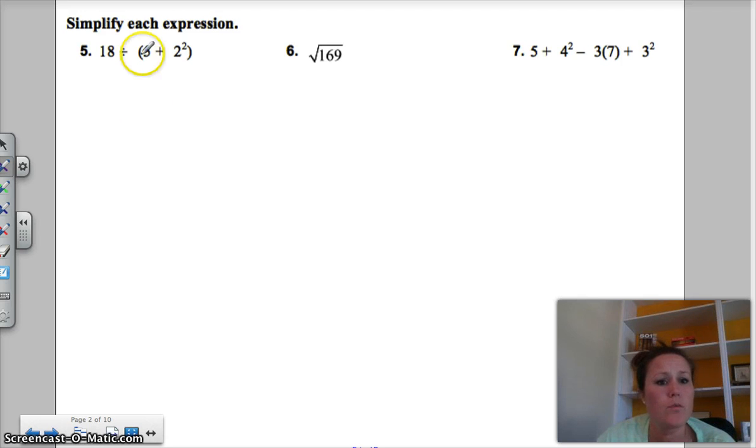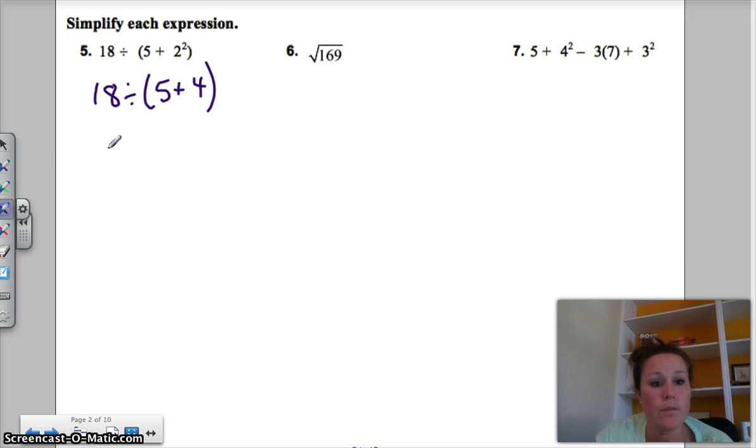Following GEMDAS here, we're going to do whatever is in our grouping symbols first. Inside my grouping symbol, several of you today were doing 5 plus 2 first. Can't do addition or subtraction before this big fat exponent. So we've got to deal with that first. 18 divided by the quantity of 5 plus 2 squared is 4. Now I can keep moving. 5 plus 4 is inside parentheses, so I have to do that. 18 divided by 9, final answer 2.